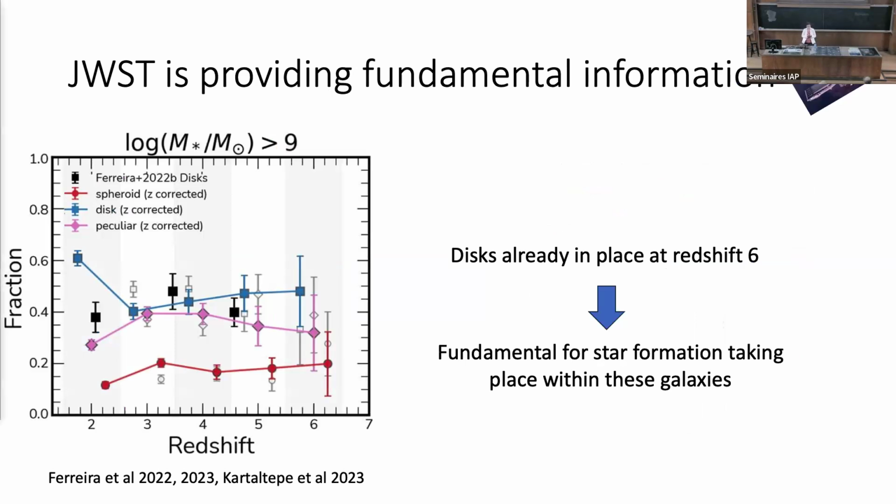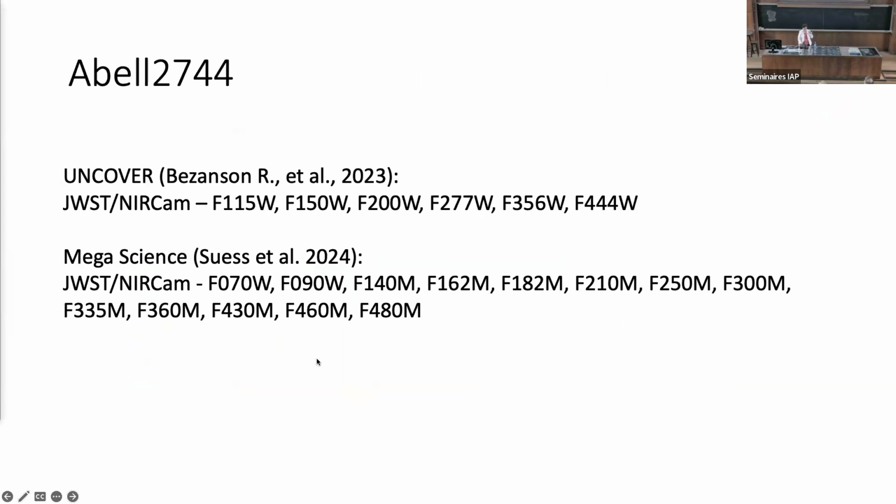That is very important, because what it means is that if the Toomre instability theories work for this cosmic noon, then we expect to see clumps all the way to redshift 6. And in fact, this is what is happening. We have been looking more recently at Abell 2744. This is uncovered data that people here have been working on and are part of, together with the MEGA Science observation.